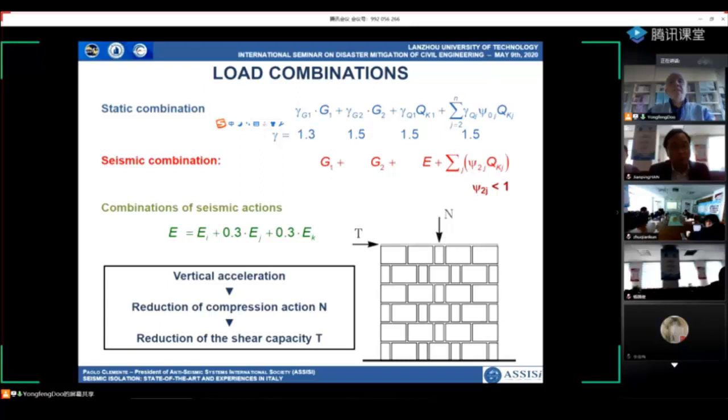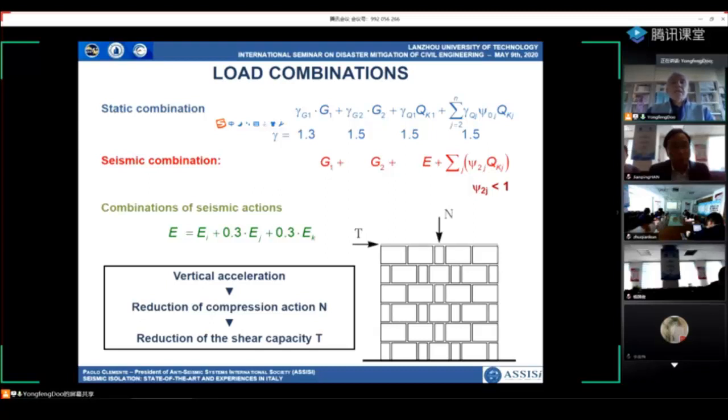It is also important to fix some considerations about the load combination. Because under static load, we have self-weight G1, other permanent load G2, and variable load QK, and all of them are amplified by means of a load factor gamma, 1.3, 1.5. Instead, in the seismic combination, loads are not amplified. And the only safety factor is related to the reduction of the strength of the material in the ultimate limit state, of course.